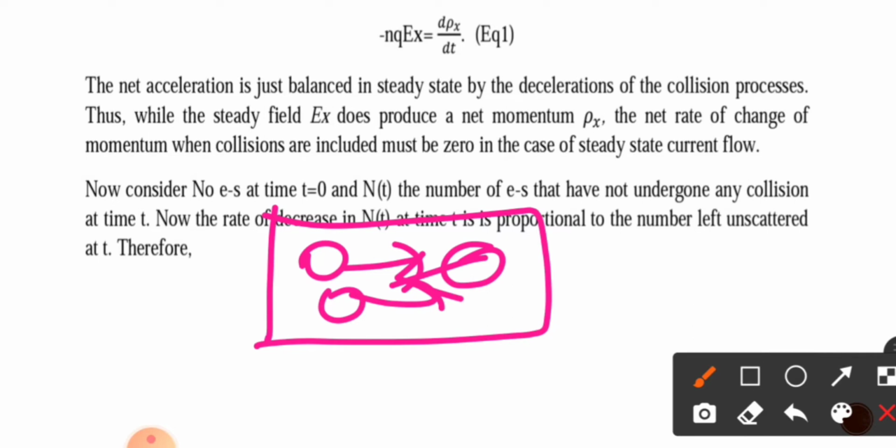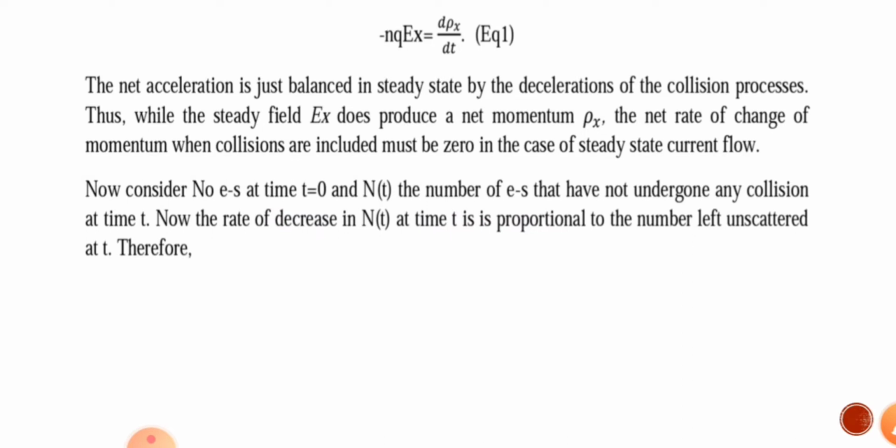Thus, while the steady field Ex does produce a net momentum px, the net rate of change of momentum when collisions are included must be 0 in the case of steady state current flow. What we are speaking of is net acceleration. Due to acceleration, we have seen the rate of change of momentum is minus nqEx. Now, we are going to find out the net momentum due to this deceleration force.